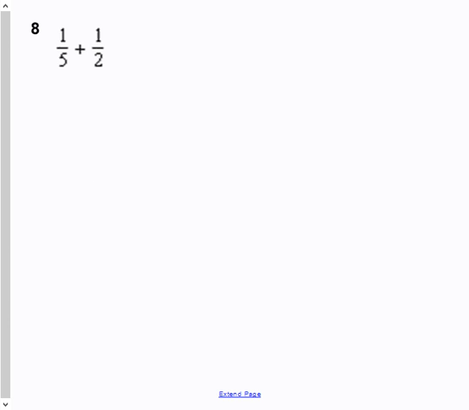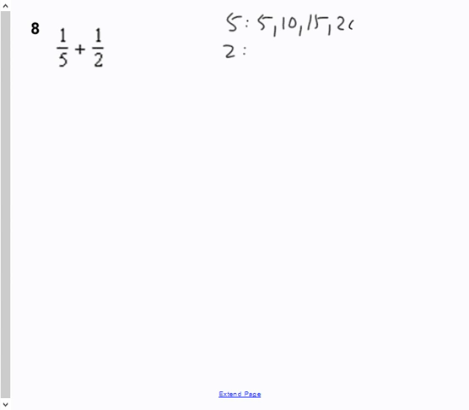Question 8, we're switching back to grade 7 now. It's the addition of fractions, and the difference between addition and multiplication is quite significant because addition is a little bit more labor intensive, because in order to add two fractions together, you first need to make equivalent fractions that share a common denominator.